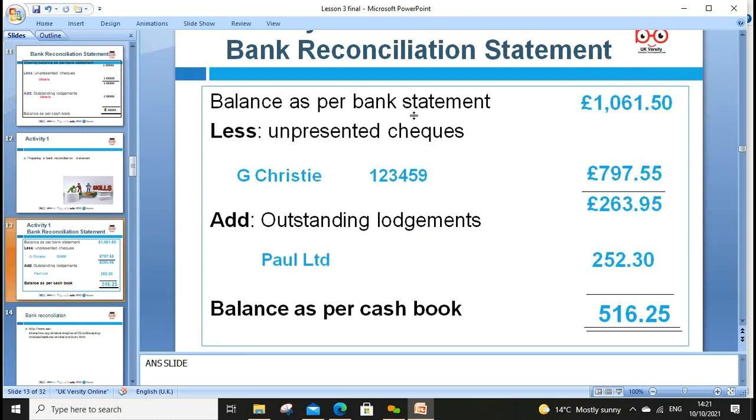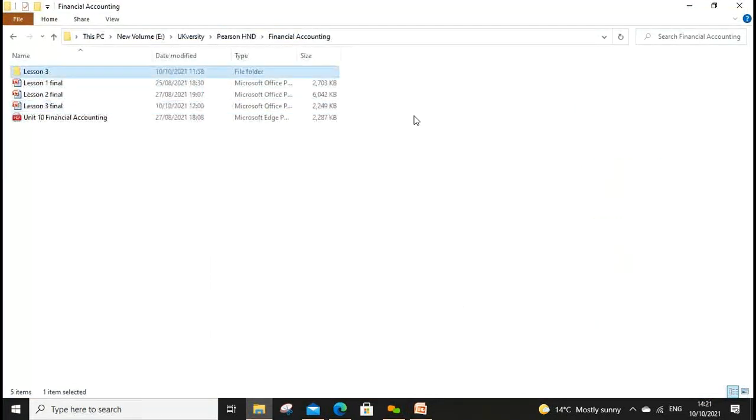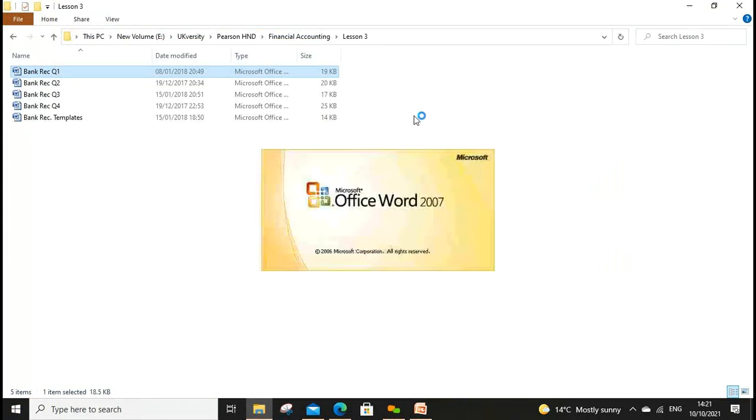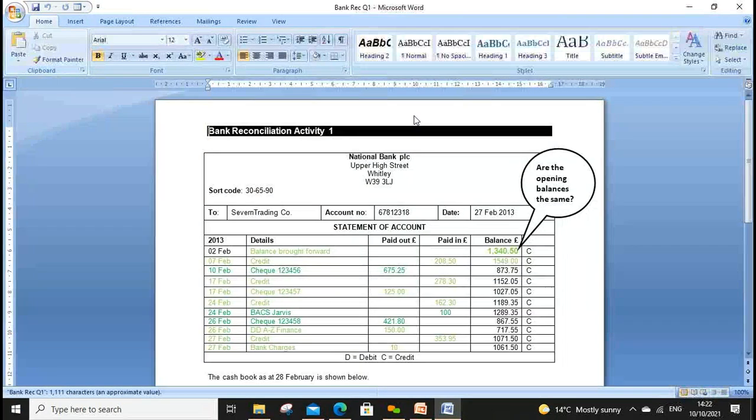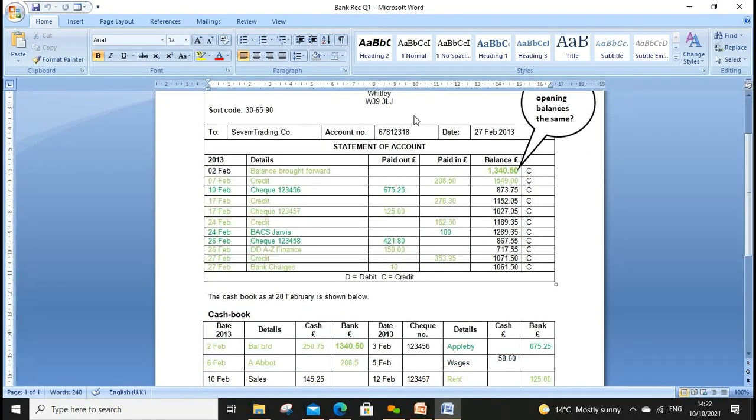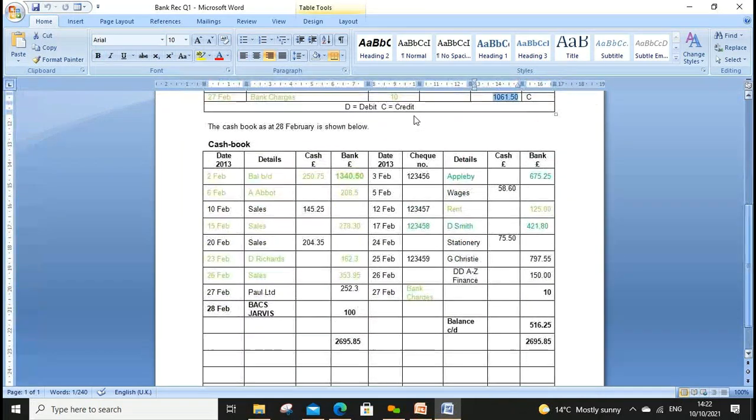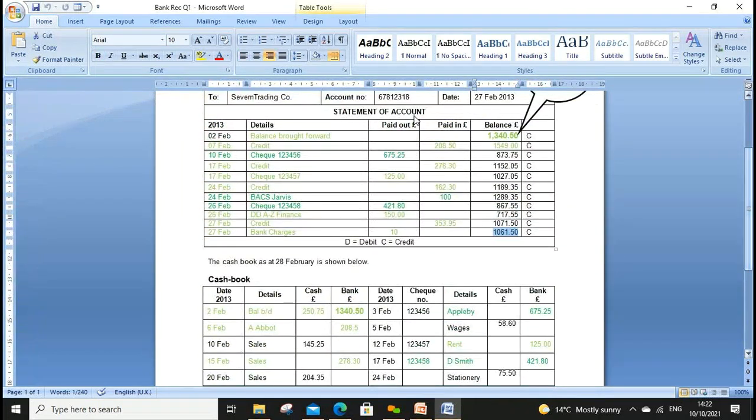Okay, preparing the bank reconciliation. So you will see here is an example. We'll go through different examples. I'll open the example for you. Example one. We have the bank statement balance here, and we'll see the cash book.